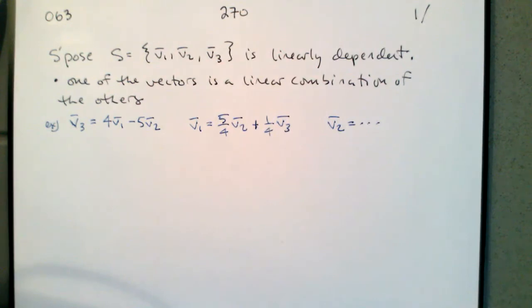But this was kind of our casual way of understanding what linear dependence was. It was the first thing we talked about. One of the vectors is a linear combination of the others. So there's one of these vectors that we don't need. We can get rid of it and just keep the other two if they're linearly independent.